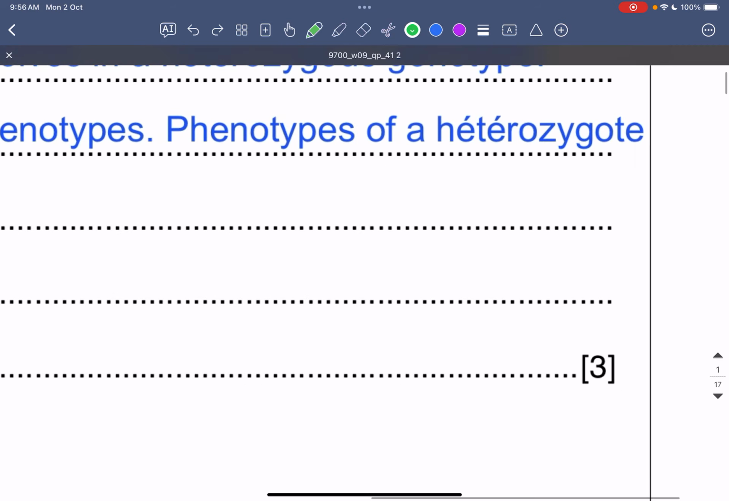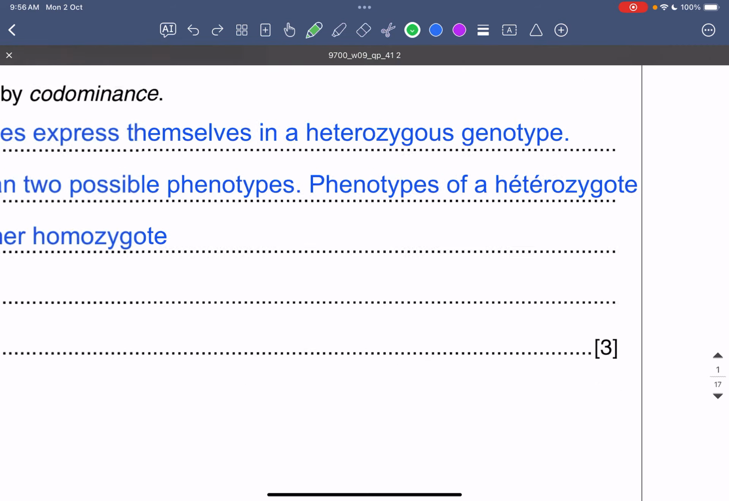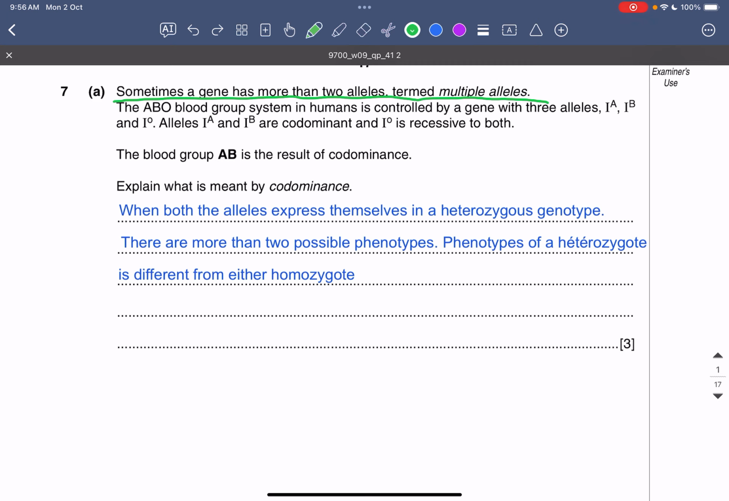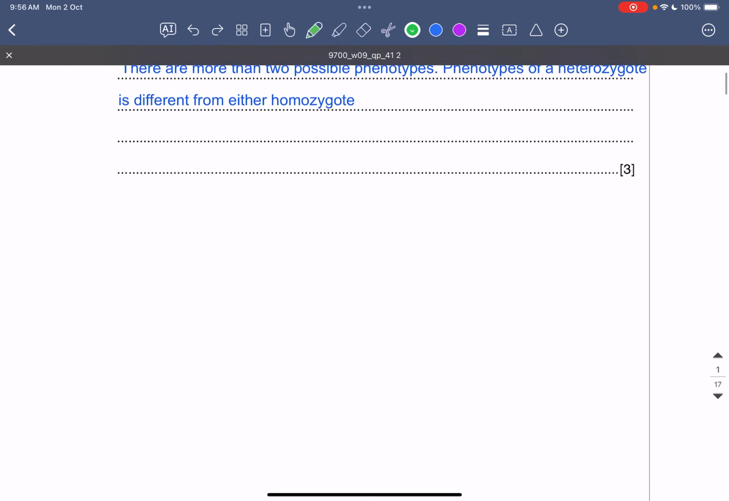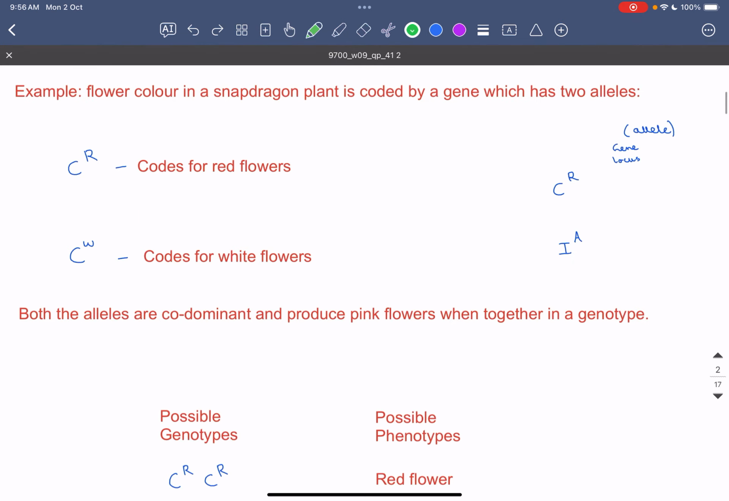This question is for 3 marks, and to score 3 full marks, you can write: codominance is when both the alleles express themselves in a heterozygous genotype. There are more than 2 possible phenotypes, and the phenotype of a heterozygote is different from either homozygote. To better understand this, I've written down an example.